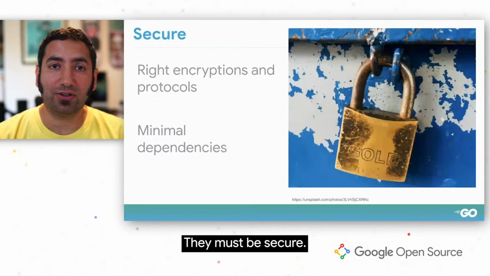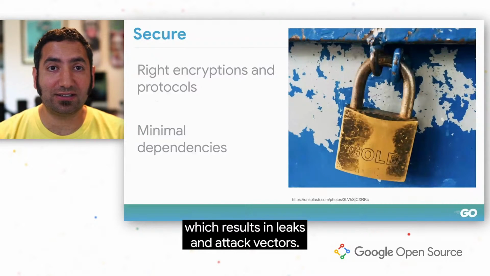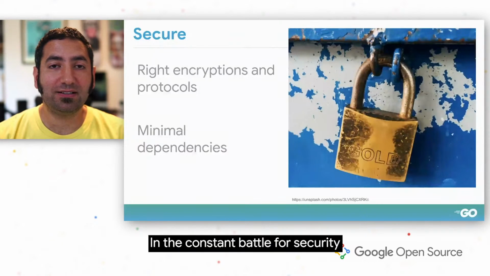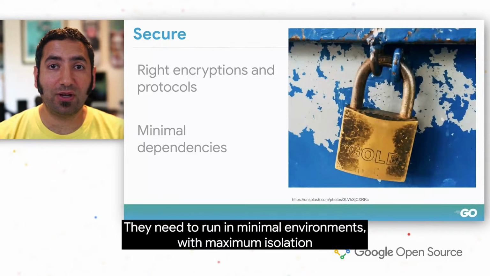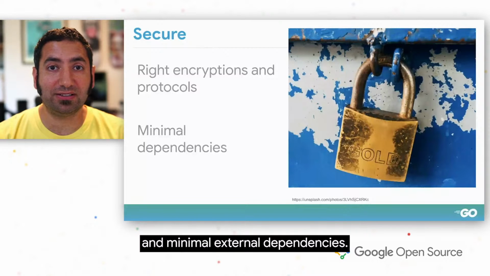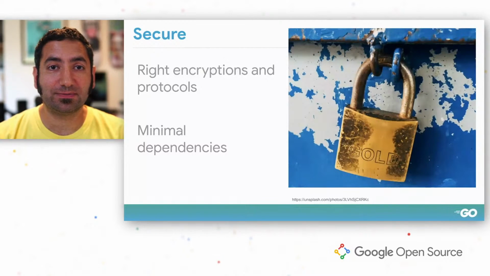They must be secure. One of the largest risks systems face is in the form of lacking security, which results in leaks and attack vectors. In the constant battle for security, applications need to utilize the latest encryptions and protocols. They need to run in minimal environments with maximum isolation and minimal external dependencies. They need to not depend on legacy libraries and environments.